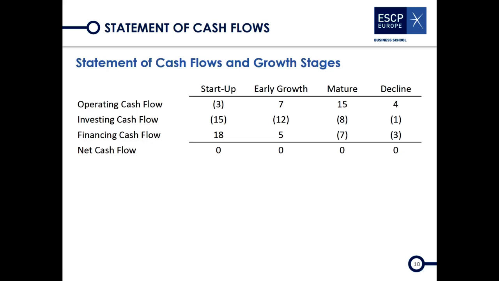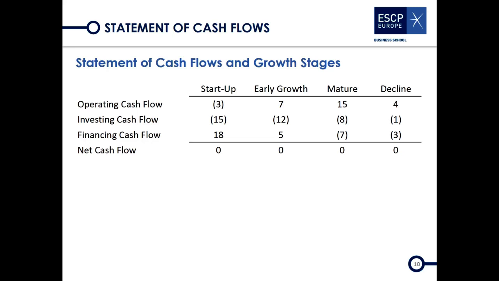Okay, a mature company usually has very, very high net operating cash flows, still invests a considerable amount into business opportunities, but also now starts to repay its shareholders in the form of dividends or stock buybacks, or paying off debt. So you see that they have now negative financing cash flows.